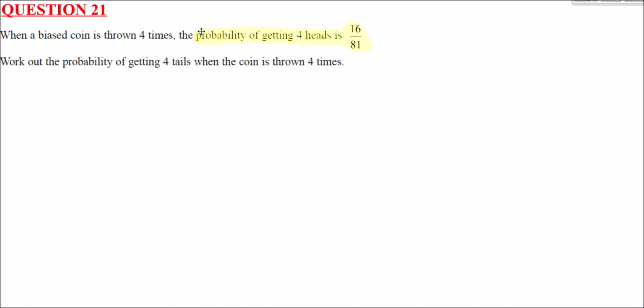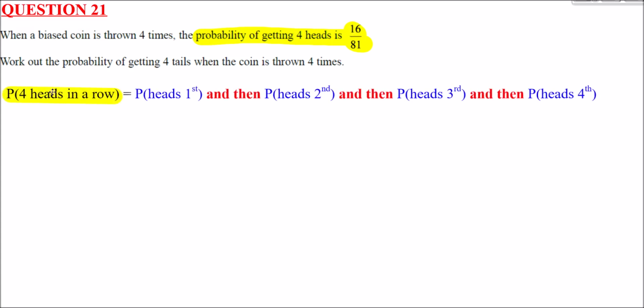So if I just highlight this bit here, the probability of getting 4 heads is 16 over 81. That means getting heads first, and then heads again, and then heads again, and then heads again for a 4th time in a row is 16 over 81. So we can write it out like this. Chance of getting 4 heads in a row, heads first, and I've put in bold red, and then heads second, and then heads third, and then heads fourth.